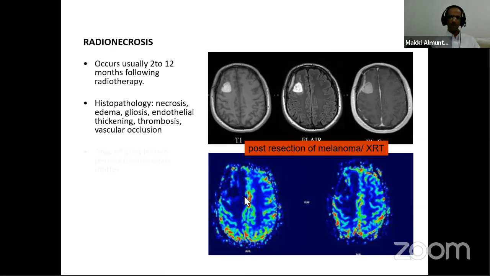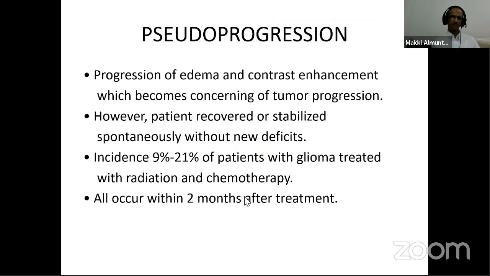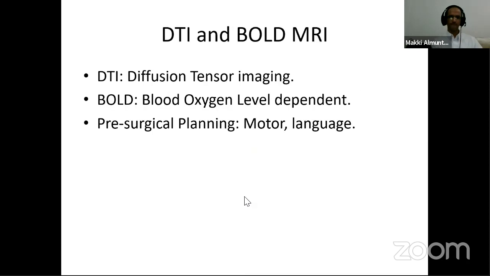So radionecrosis or pseudoprogression usually occurs in the first year after surgery and treatment, mainly in the first 2 to 3 months, and it keeps growing early, then it drops in its growth during follow-up, as compared to real progression of the tumor. And the patient looks better clinically as compared to a patient with tumor recurrence.